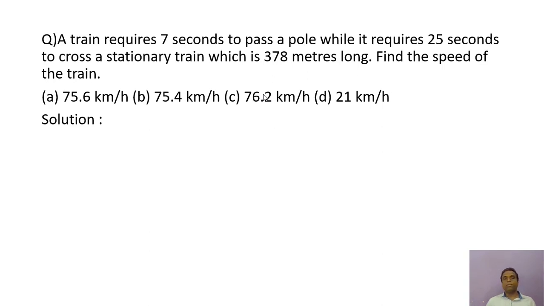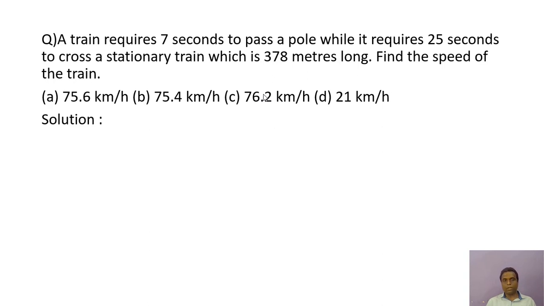It requires 7 seconds to pass a pole, meaning it will cover a distance of LA in 7 seconds, while it requires 25 seconds to cross a stationary train of 378 meters. So let's see. Now here there are two cases.